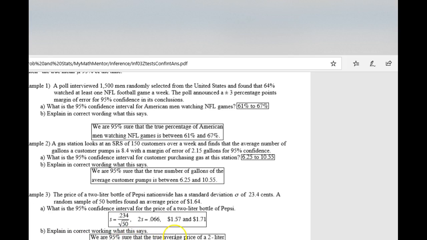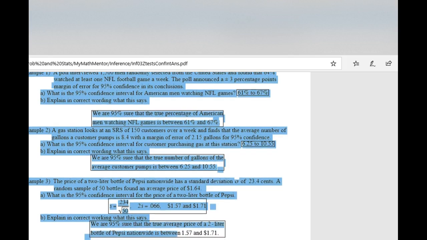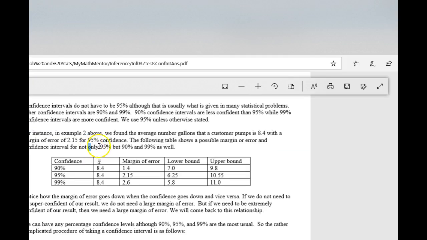So we're 95% sure the true average is somewhere between those two prices. That's what we just said. Okay. Now our confidence interval size does not have to be 95%. It could be 90%, it could be 99%, it could be 95%.